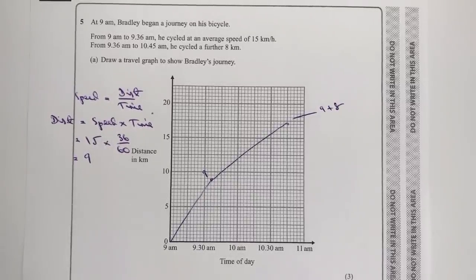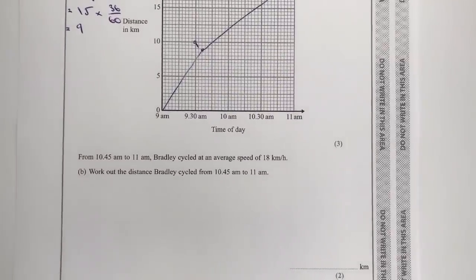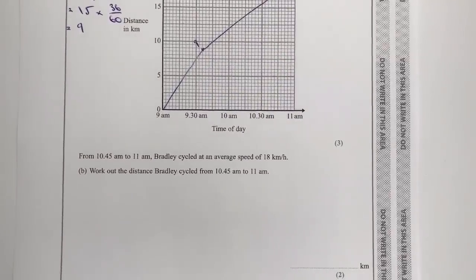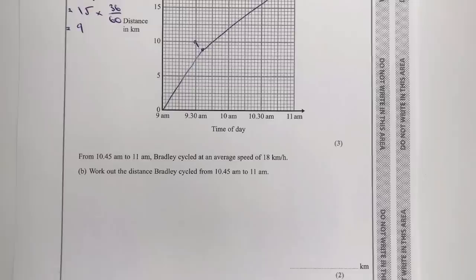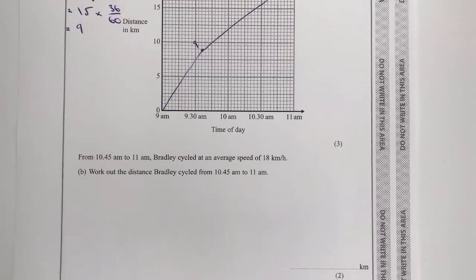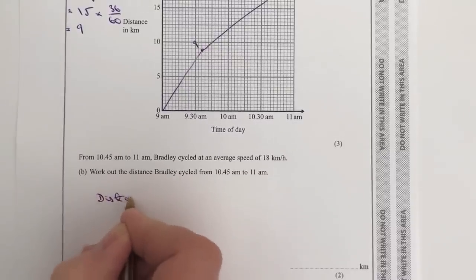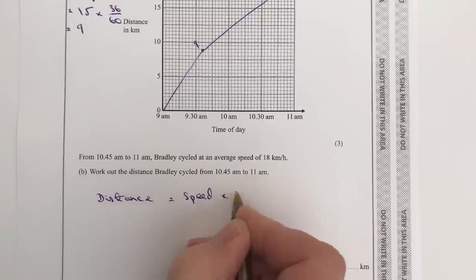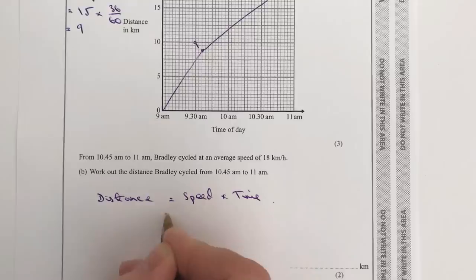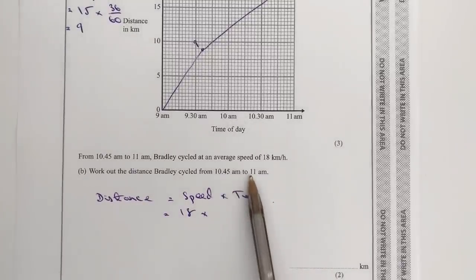Okay, so that would give you some idea of how the actual travel graph should look for Bradley's journey. Okay, and then it says from 10:45 until 11 o'clock he cycled at an average speed of 18 kilometers per hour. Work out the distance Bradley cycled from that time to that time. So again, we've got a similar sort of thing. We're looking at distance is equal to speed times time.